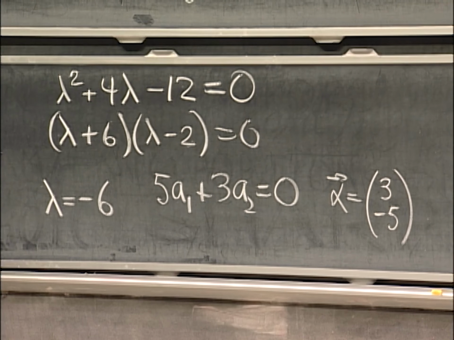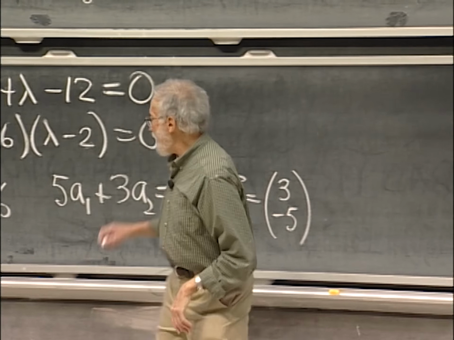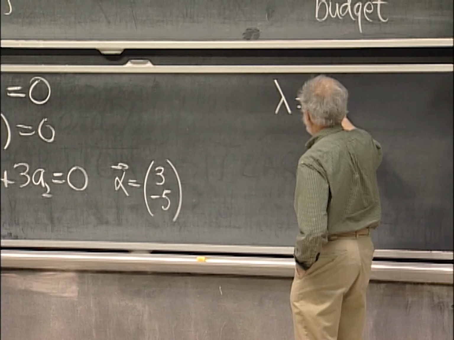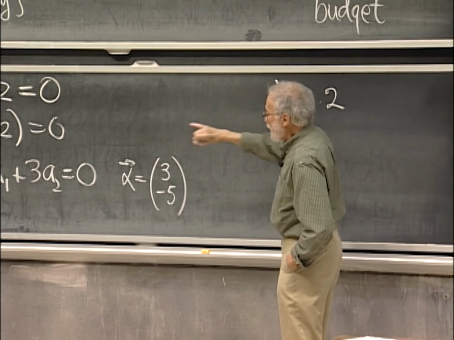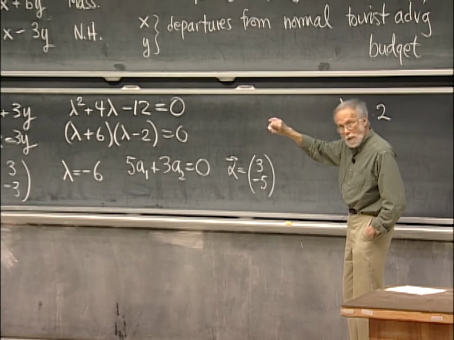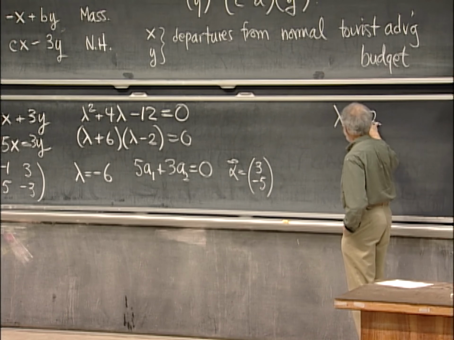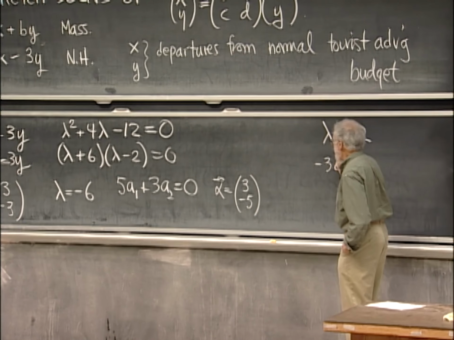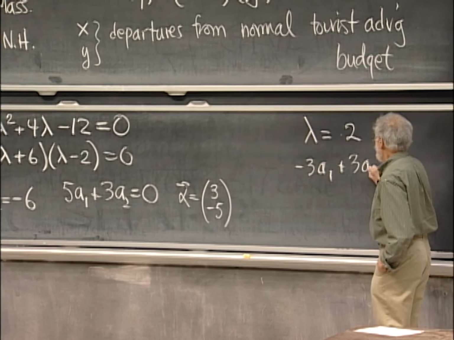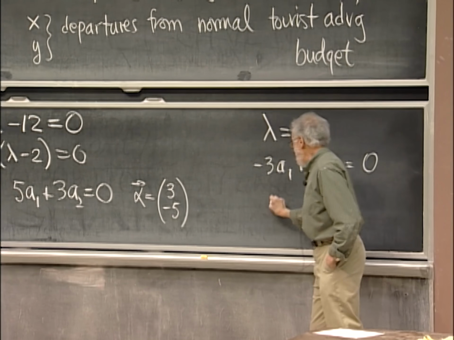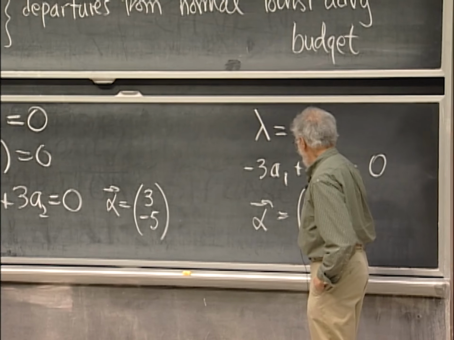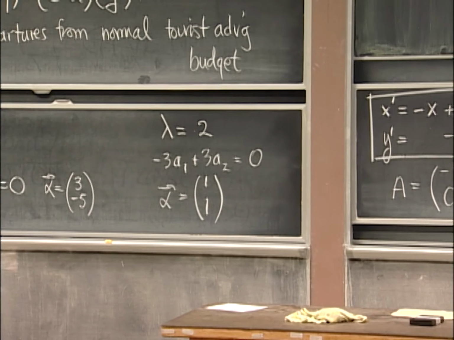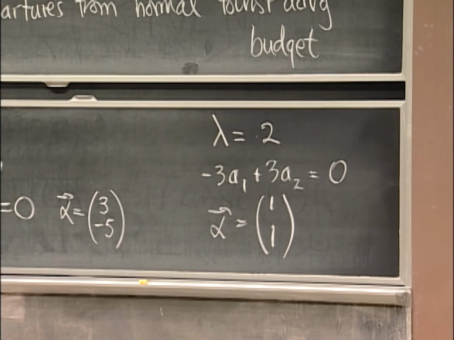Okay. So there we've got data from which we can make one solution. How about the other one? The other one will correspond to the eigenvalue lambda equals 2. And this time the equation is -1 minus 2 is -3. So it's -3a1 plus 3a2 is 0. And now the eigenvector is 1, 1. Okay, now we're ready to draw pictures.